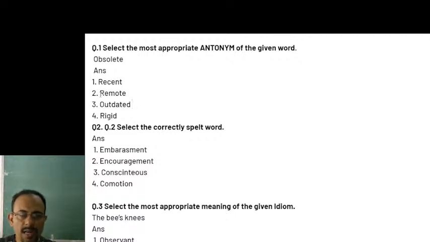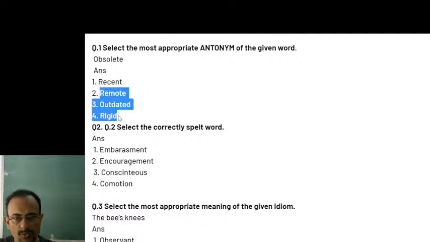Recent, yes, you are correct, Tanvi and Prakhar, because remote, outdated, rigid, they are all synonymous words, meaning they all have similar meaning, right? So therefore, recent will be the correct answer. Recent means something latest, right? So it is the antonym.